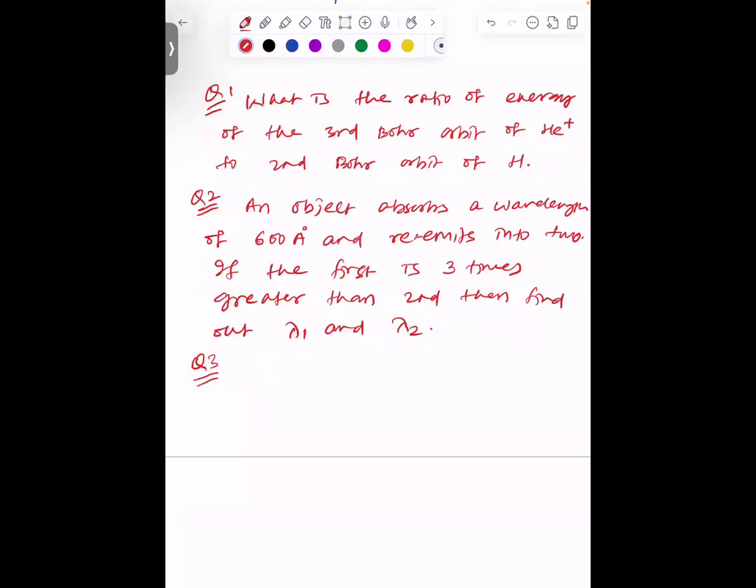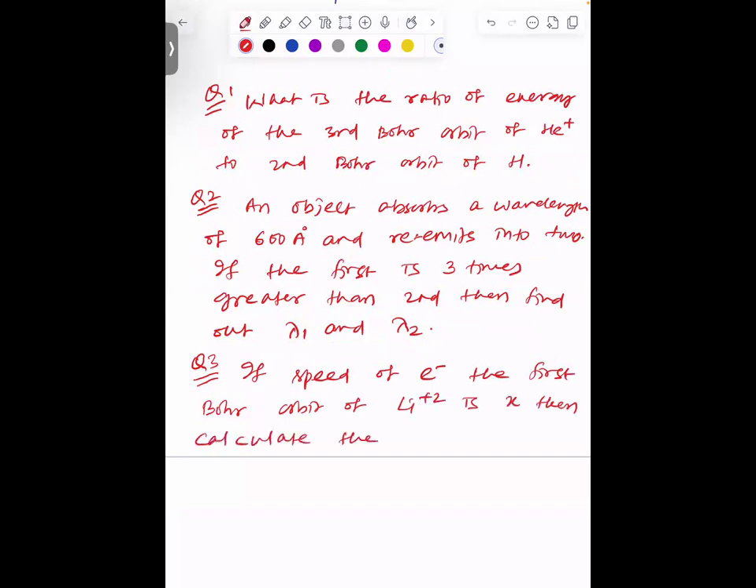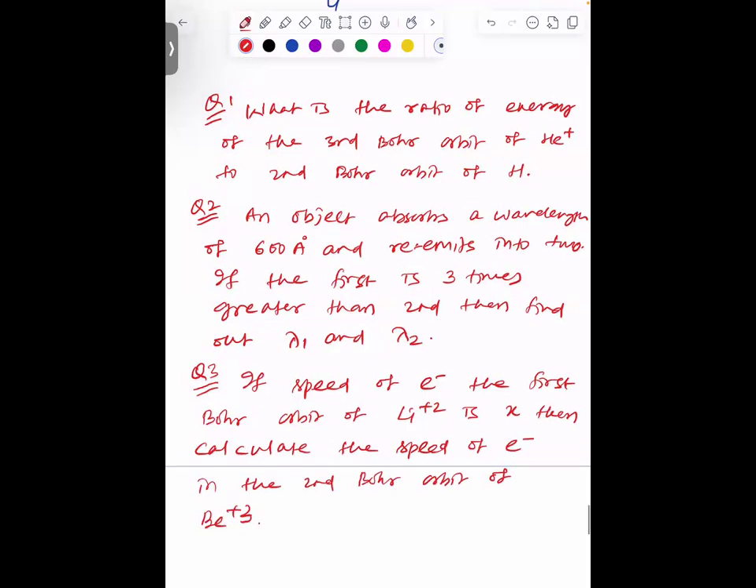Next, if the speed of electron in the first Bohr orbit of lithium 2 plus is x, then calculate the speed of electron in the second Bohr orbit of beryllium 3 plus.